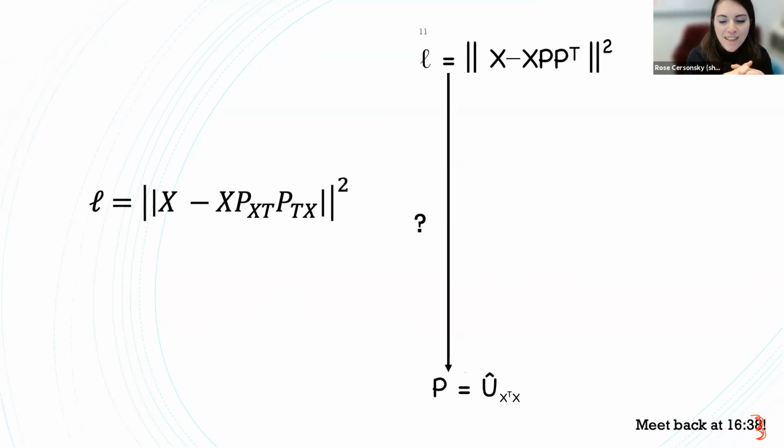Okay, so to be clear, we're trying to find the P that minimizes L. Is that correct? Correct, yes. So we're minimizing this equation with respect to P. Okay, I just wanted to make sure.